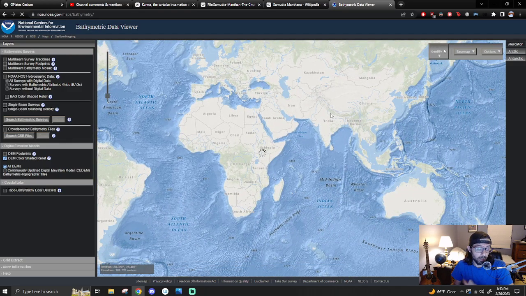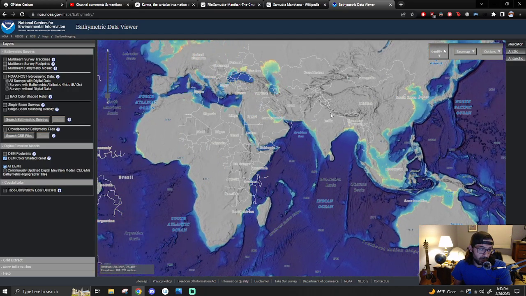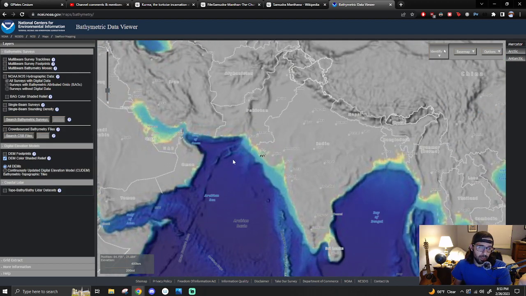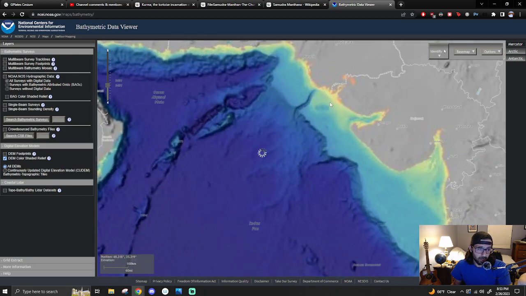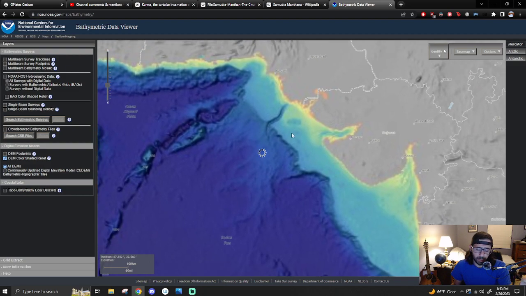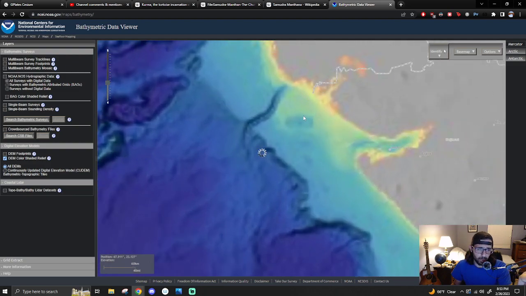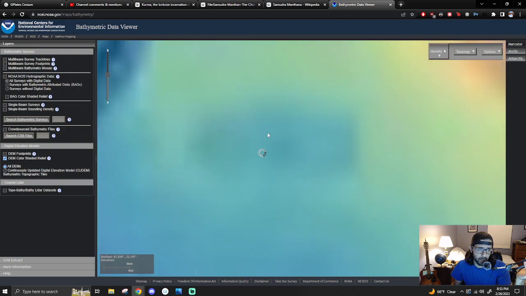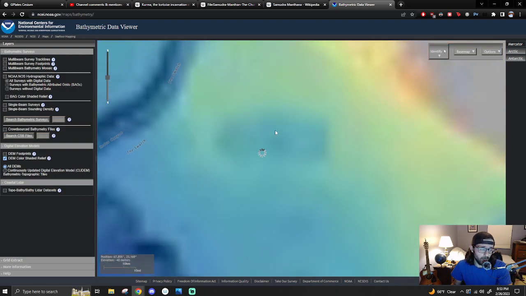Had a good bathymetric data. And I went here and looked along the coast, and I mean, it's just glaringly present. Immediately, I was like, that's Dwarka.